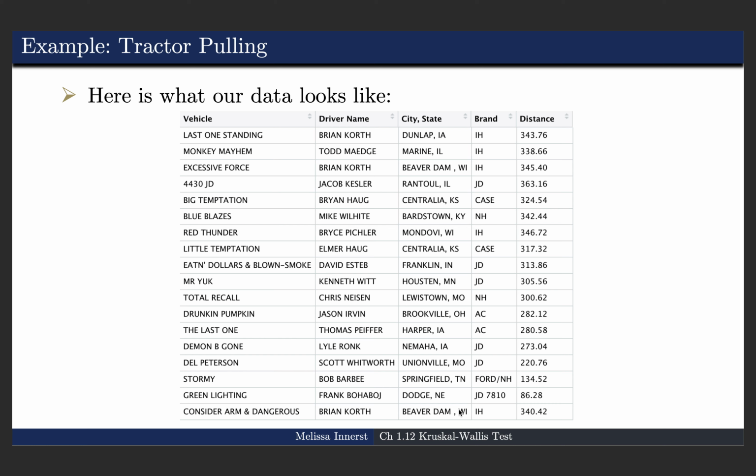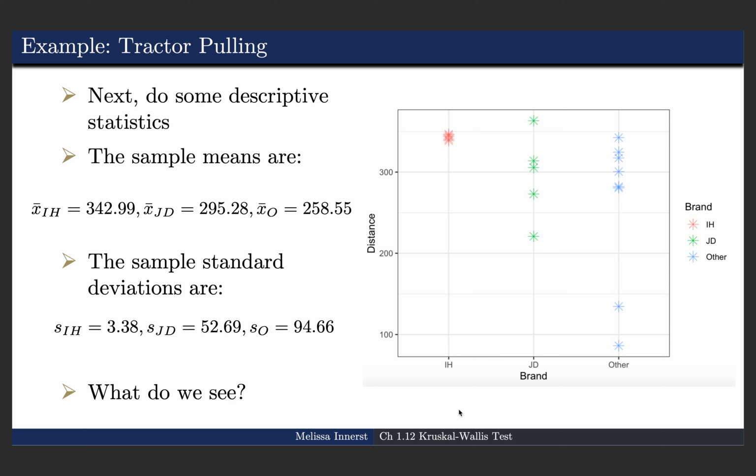The first thing that we want to do is look at the data. Since there are so few points, it's not really enough to make box plots to see whether they're different, so you might want to just plot the original data points. We can look at the means for each group: International Harvester, John Deere, and then the other group, you see 342, 295, 258.